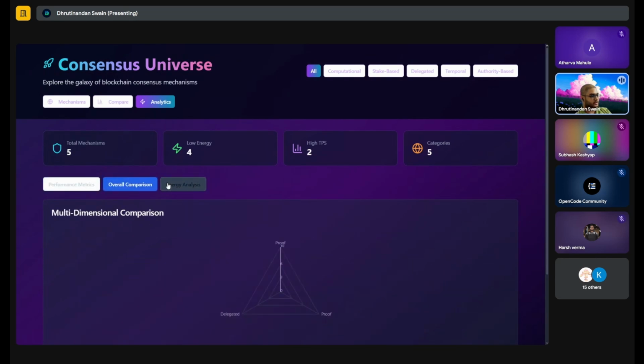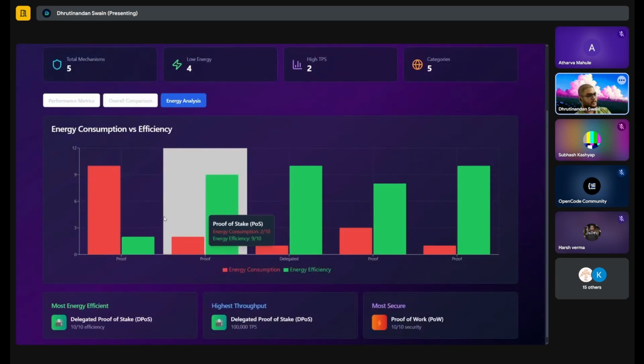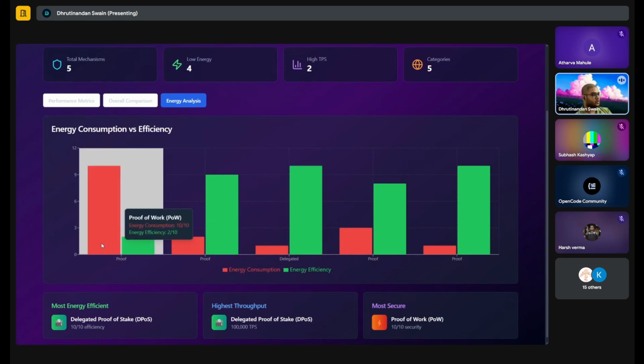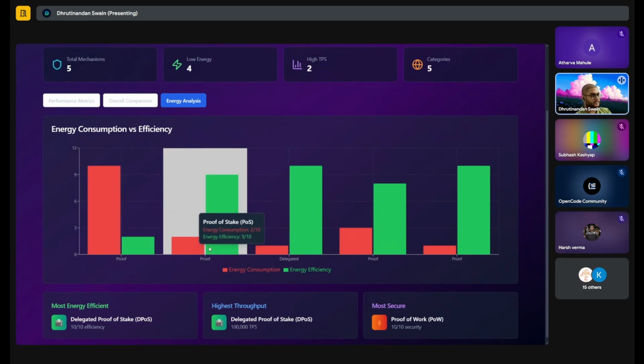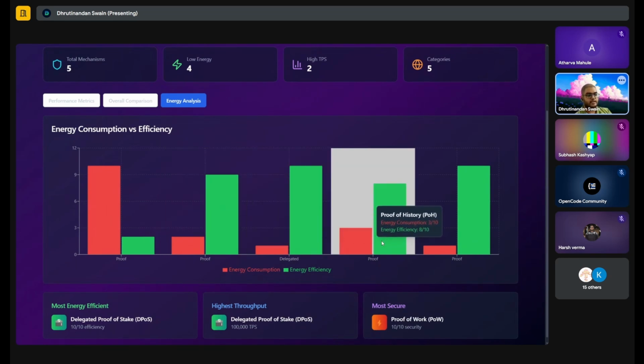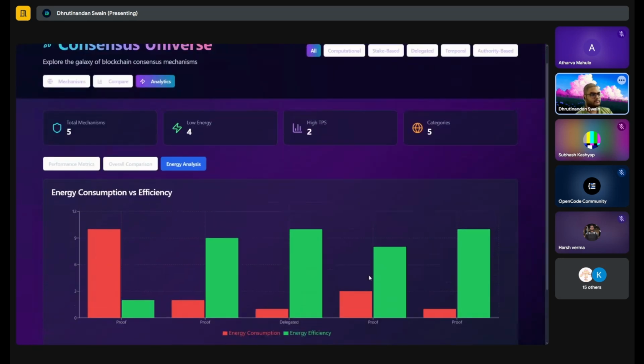Next comes the overall conclusion, energy analytics as well. Here come the energy consumption and the ratio to efficiency. For proof of work, the energy consumption is the highest, and the energy efficiency ratio is not very good. But for proof of stake, energy consumption is very low because you don't require a very large amount of high powered GPUs, and the efficiency is much higher. The same goes for delegated proof of stake, proof of history, and proof of authority.